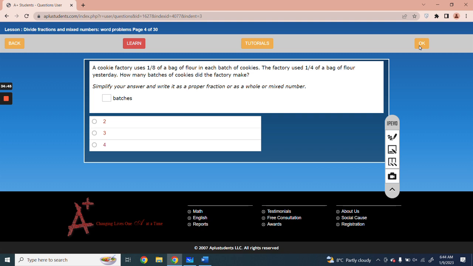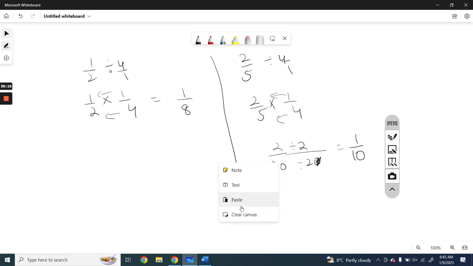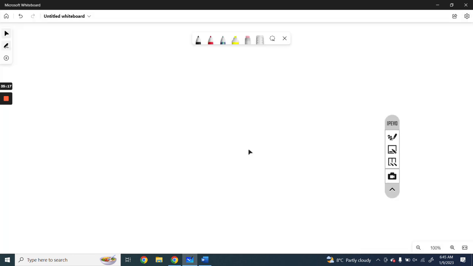Okay, a cookie factory uses 1/8 of a bag of flour in each batch of cookies. The factory used 1/4 of a bag of flour yesterday. How many batches of cookies did the factory make? So 1/8 of a bag for each batch of cookies. They used 1/4 of a bag of flour yesterday. So we have to see how many batches of cookies the factory made. Got it? So just divide 1 over 8 and 1 over 4.